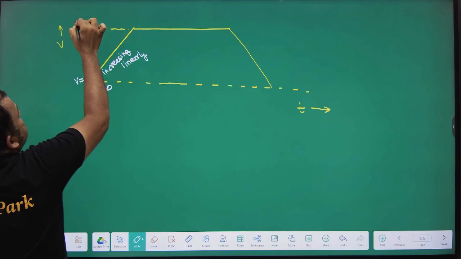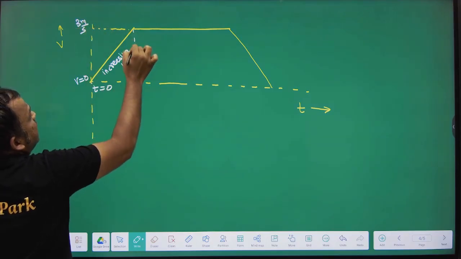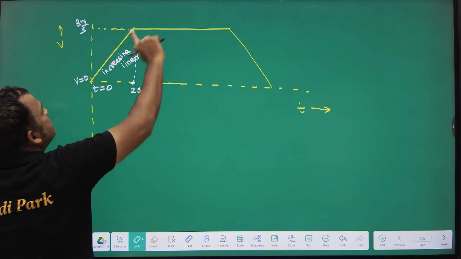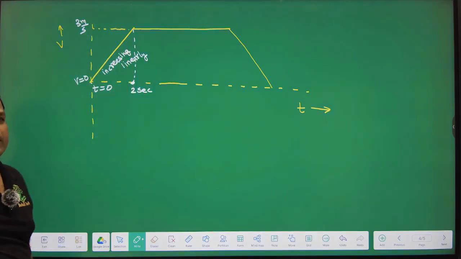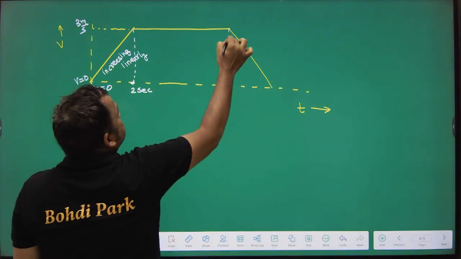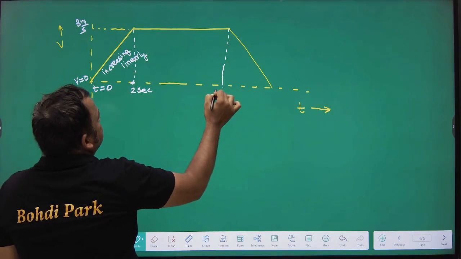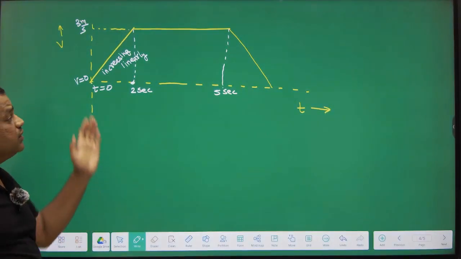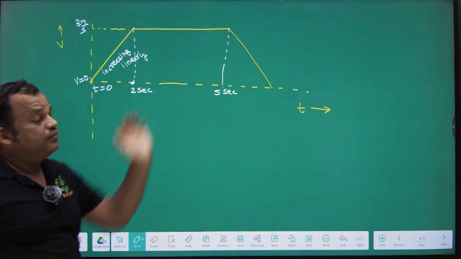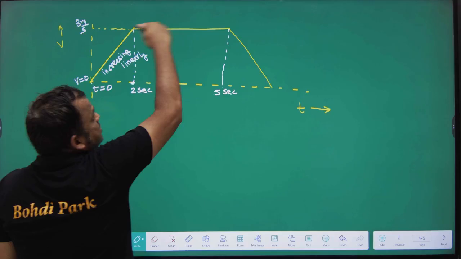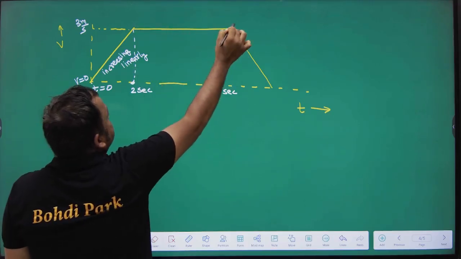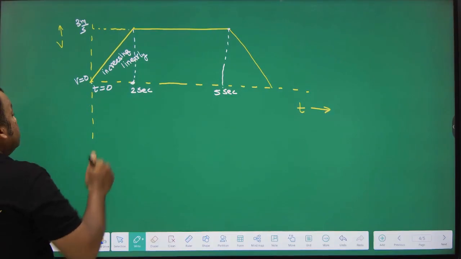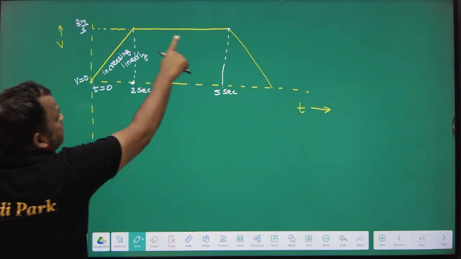So let's take this velocity is 3 meter per second and the time instant is 2 seconds. So 0 to 2 seconds, the velocity increased from 0 to 3 meter per second. 2 second to, let us suppose, 5 second, the car or any moving object is going with constant velocity. Velocity is constant, so it is a straight line parallel to time axis. So 2 to 5 second, it is maintaining constant velocity of 3 meter per second.